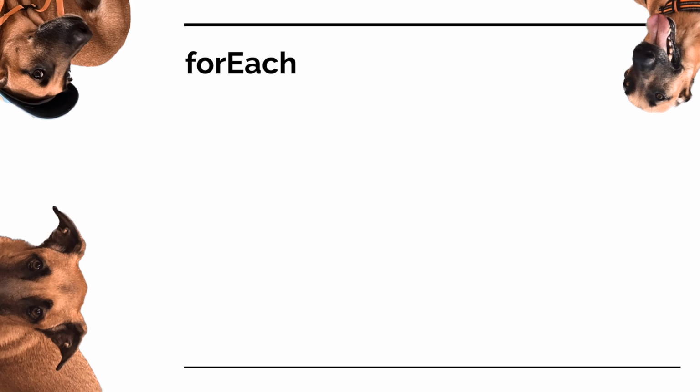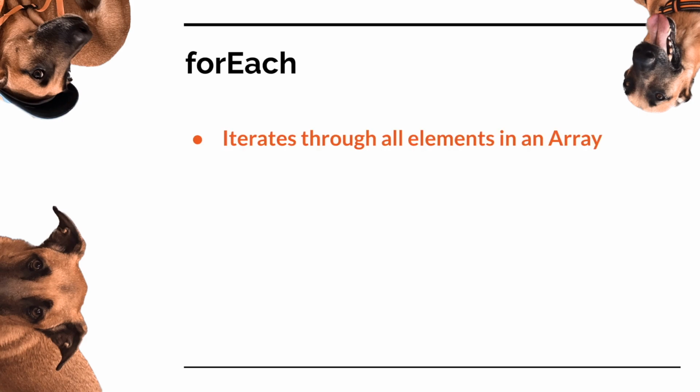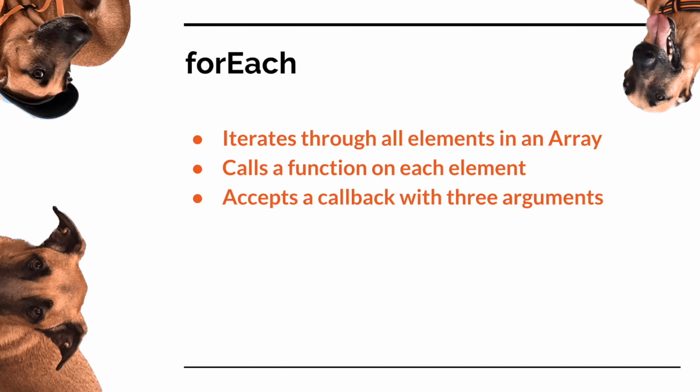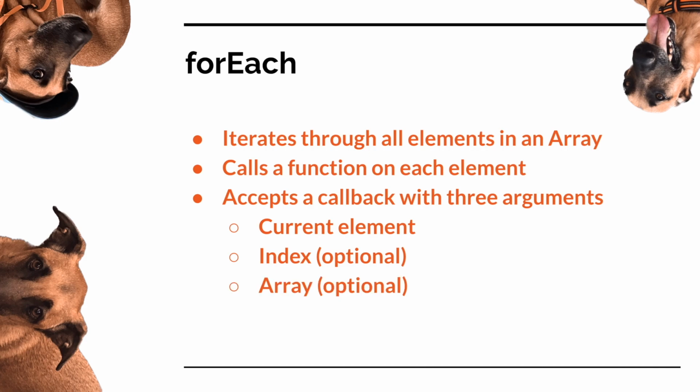So what is it? Simply put, forEach is a method that iterates through all of the elements in an array. At each iteration, it calls a function on the current array element. It does this by accepting a callback function, which can accept certain arguments. The first being the current element in the array, then the current index, and finally the array that the function was called on. However, the current index and the array are optional.